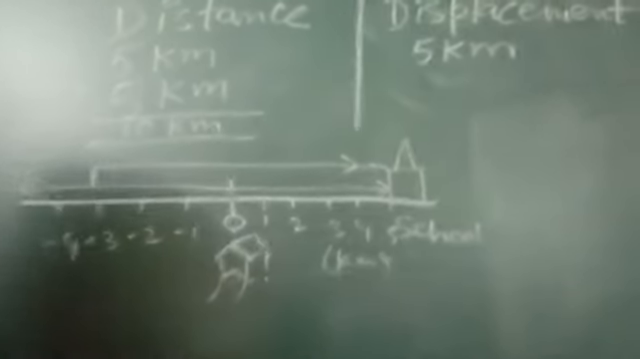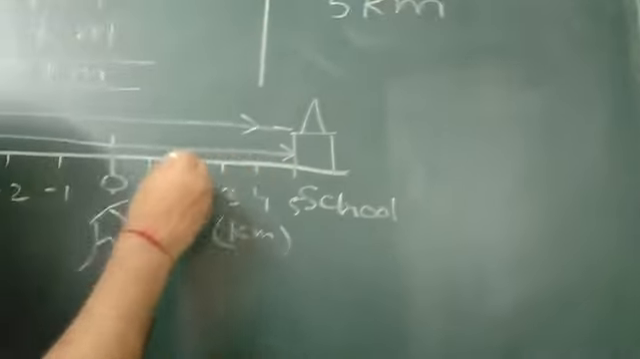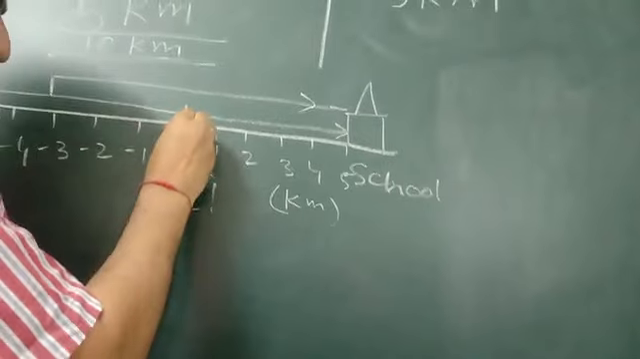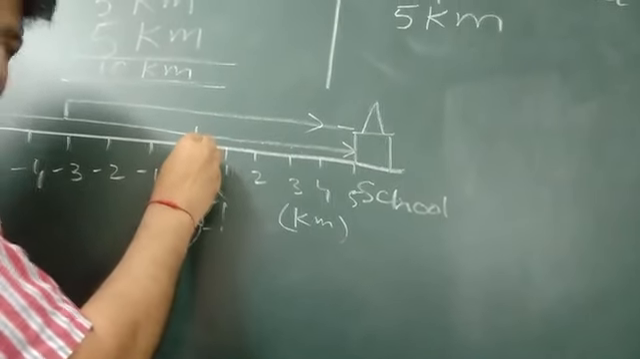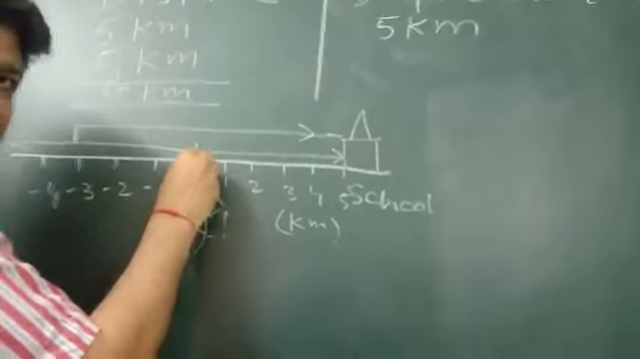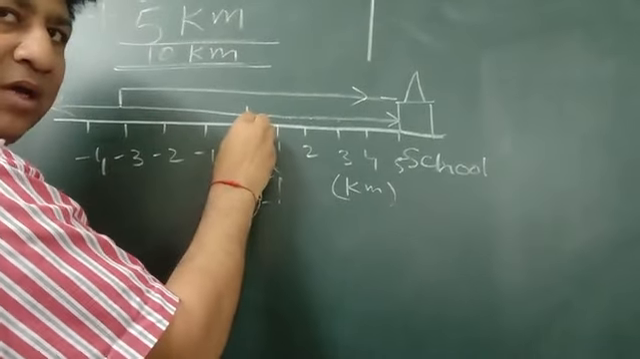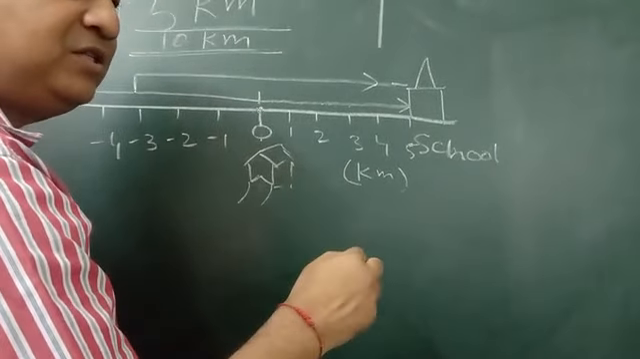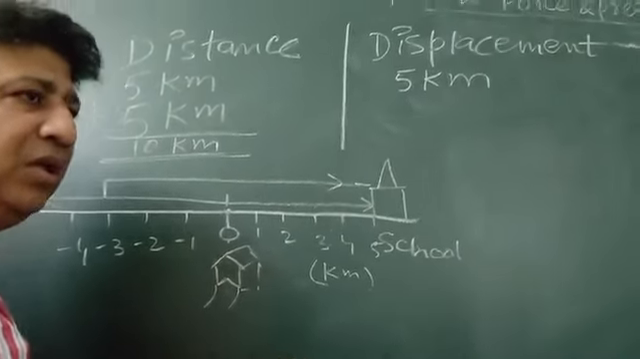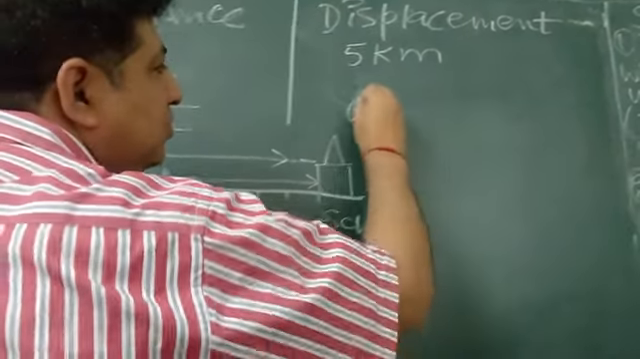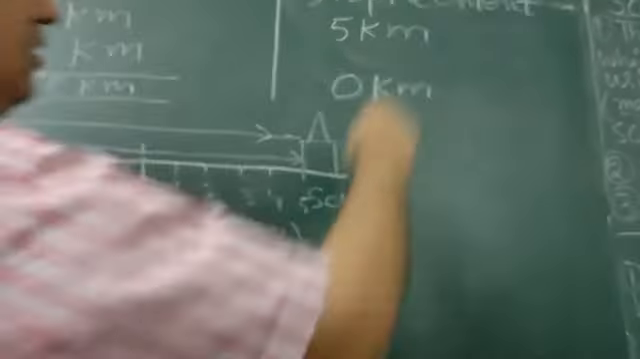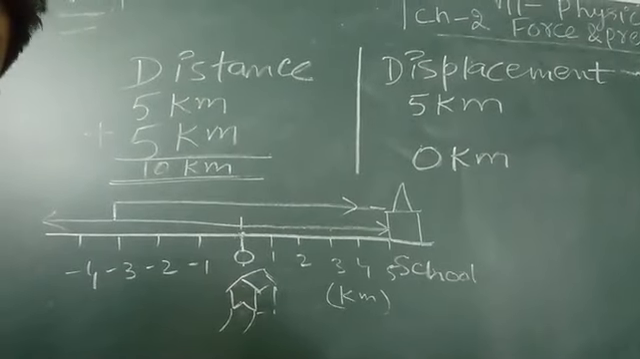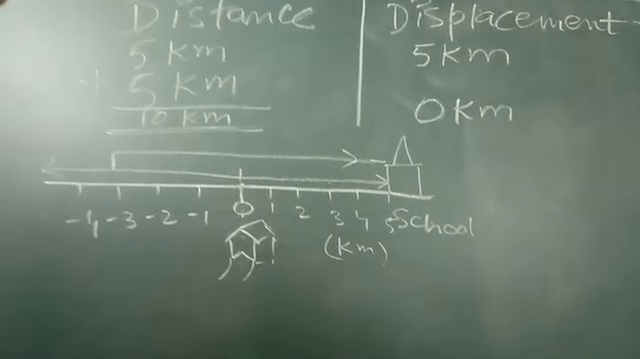Now let's see for the displacement part. Now we are back at home. So our starting position was home. Now where are we? The final position, where is it? At home again. So the displacement, what is the difference between starting and final position? 0 kilometer is the displacement. Have you got it? Okay, let's try and understand with one more example.